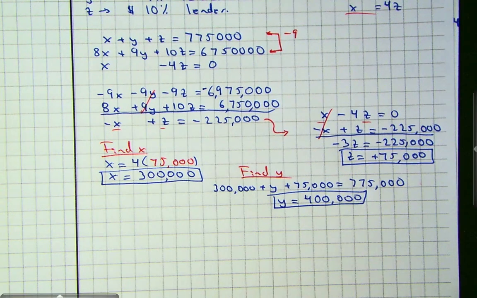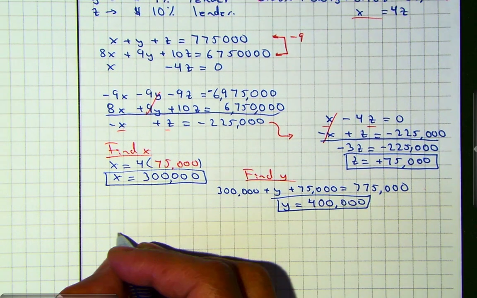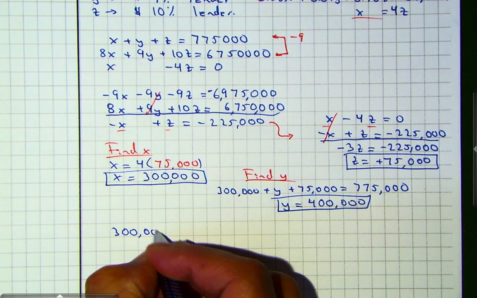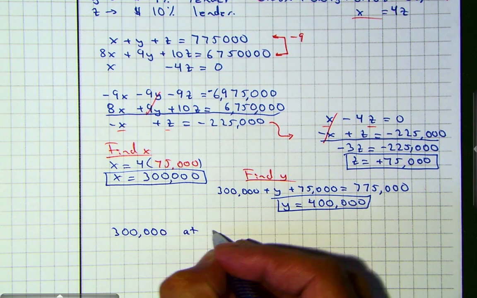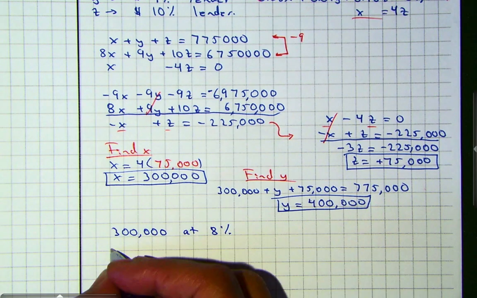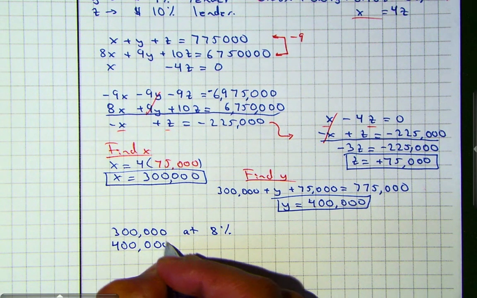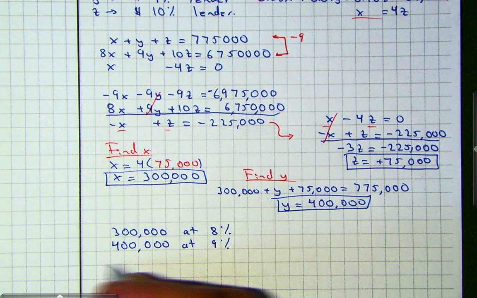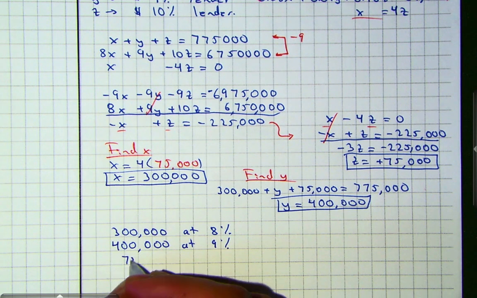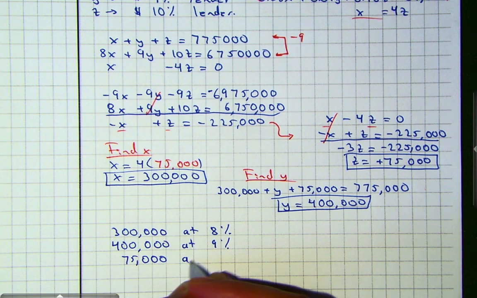So let's just go and list it. They borrow 300,000 at 8% interest, simple interest. Then we have 400,000 at 9% interest rate. And the last one is 75,000 at 10%.